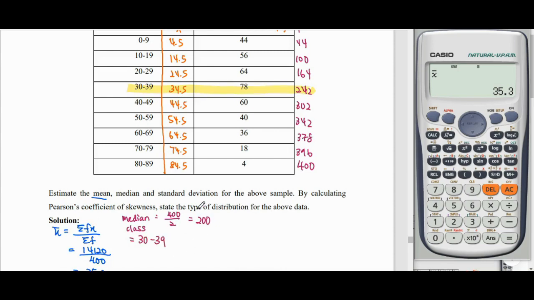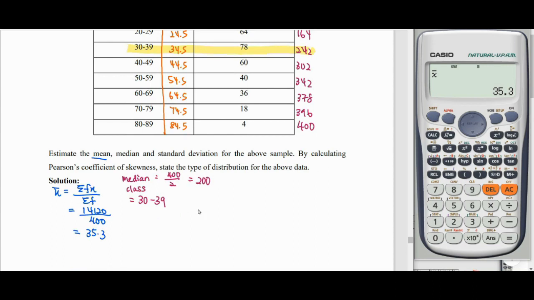In order to find the median, we still need the size of the class, which is C, upper boundary minus lower boundary. So you can see 39 and 40. So the upper boundary will be 39.5. The lower boundary, 30 with 29, is 29.5. So the size of the class is 10.